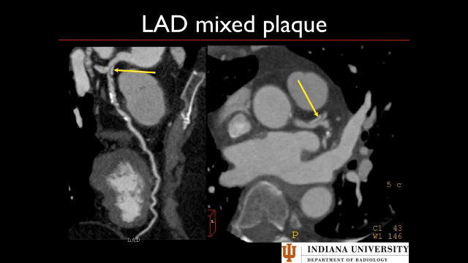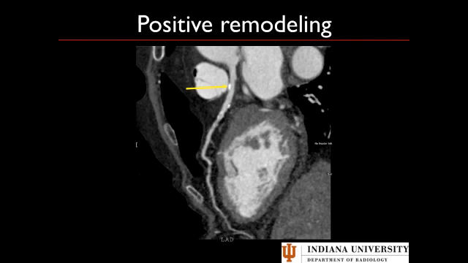Just a couple examples here. Here's a mixed plaque. You can see that there's calcified plaque and there's some area of decreased attenuation adjacent to that, and that's a mixed plaque in the distal left main extending into the proximal LAD. And this is at least a moderate, if not a significant stenosis. We'd really have to lay it out and look at it further.